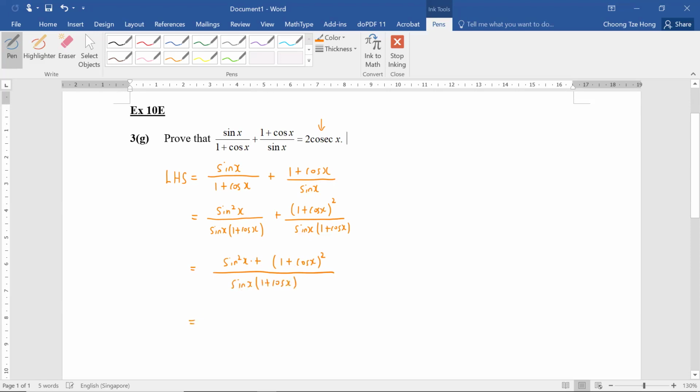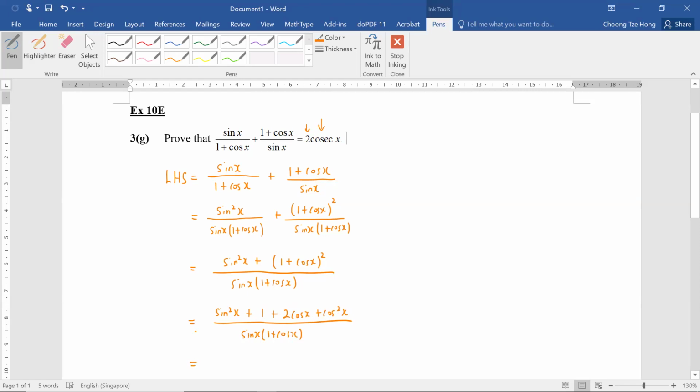The only thing that we can do now is to expand this 1 plus cosine x square. So we will get sine square x plus 1 plus 2 cosine x, and you can see that's where the 2 comes from. We need a 2. Plus cosine square x. The denominator we will still leave as this.